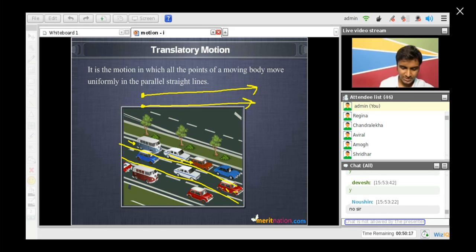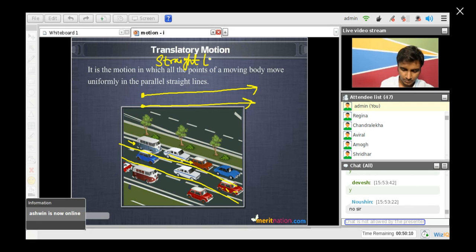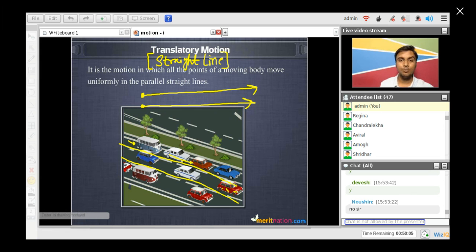So translatory motion, in simple language, is a straight line motion in which every point of the body moves parallelly in a straight line. In this example, you can see a traffic lane. In a traffic lane, basically all the vehicles move in a straight line.